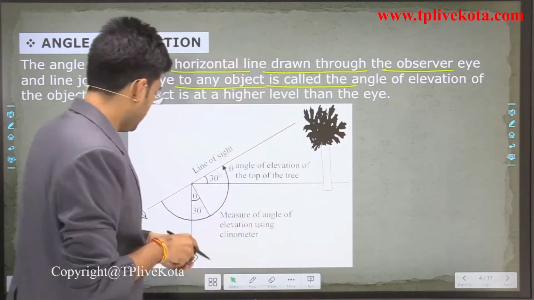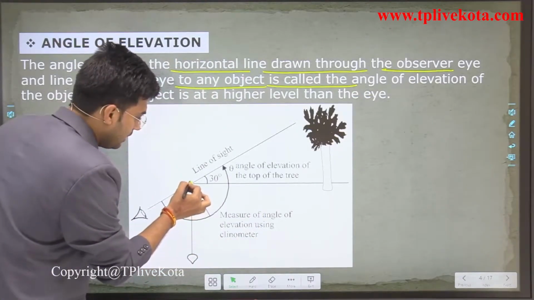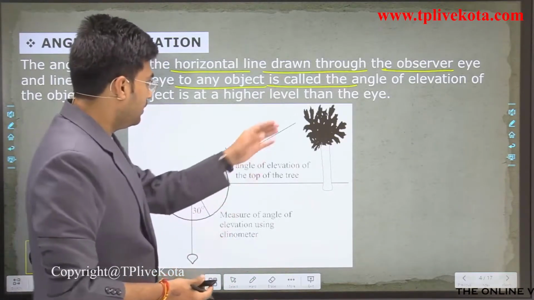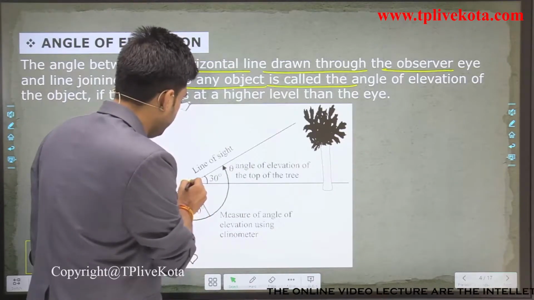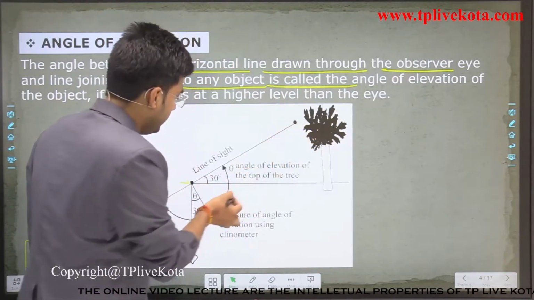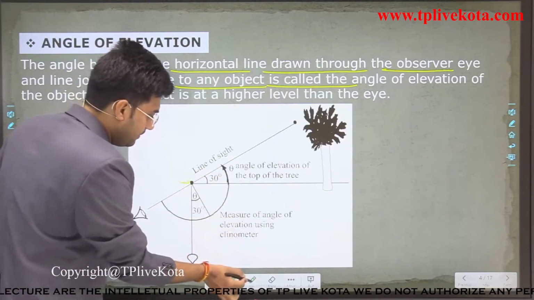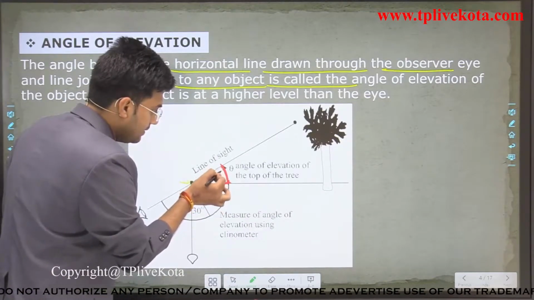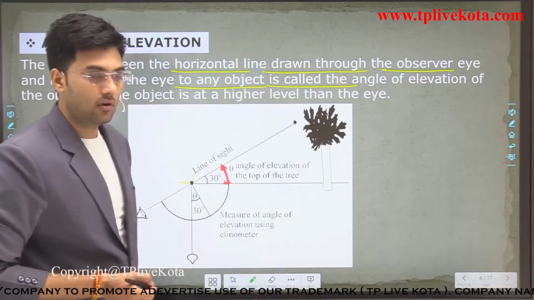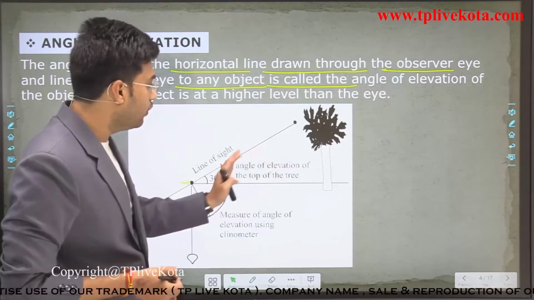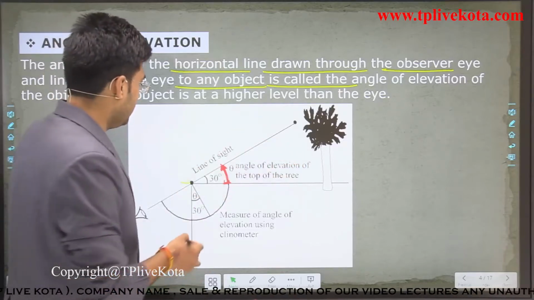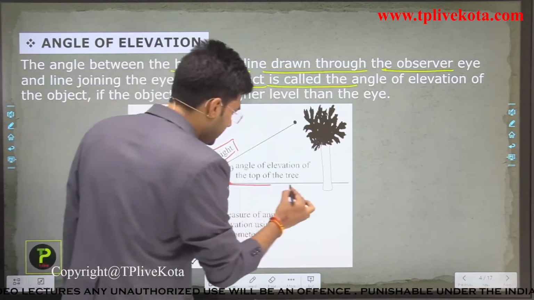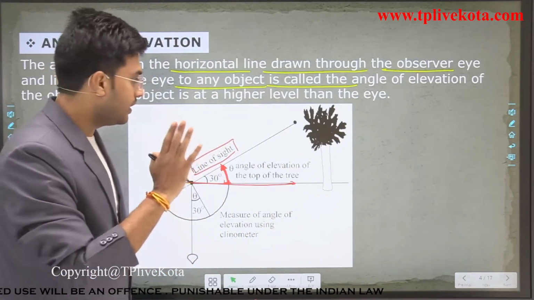For example, here the observer's eye is here, and from here he looks at this tree. Then this angle is the angle of elevation. It is the angle of elevation of the top of the tree. This is the line of sight, and this is the horizontal line for the eye. Clear?